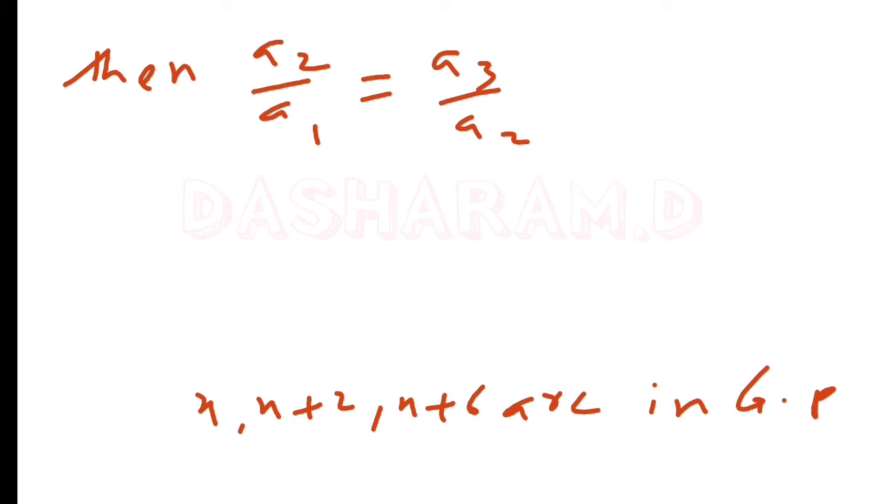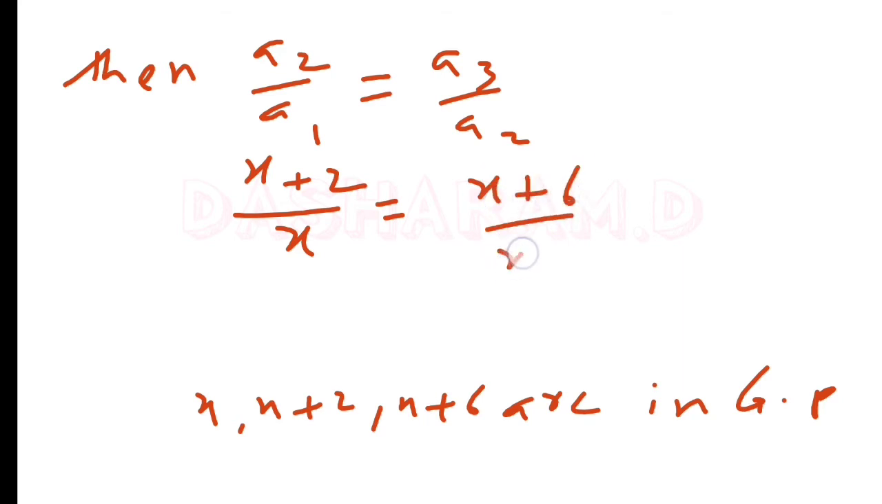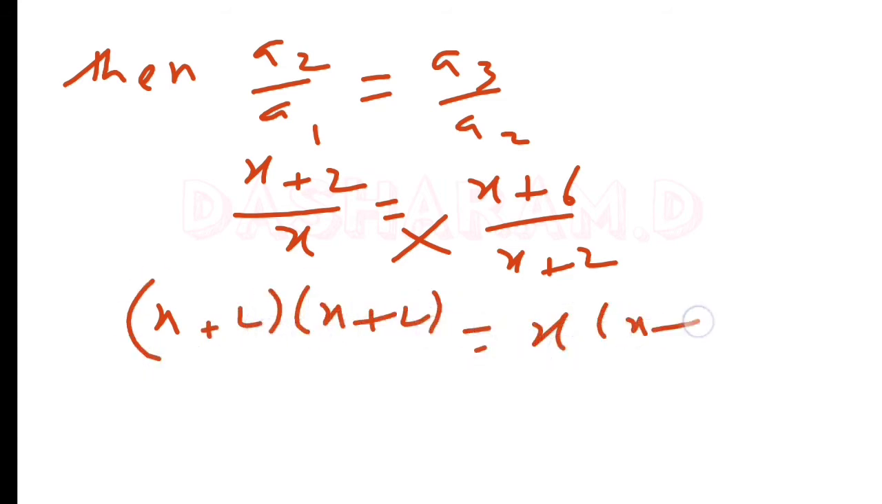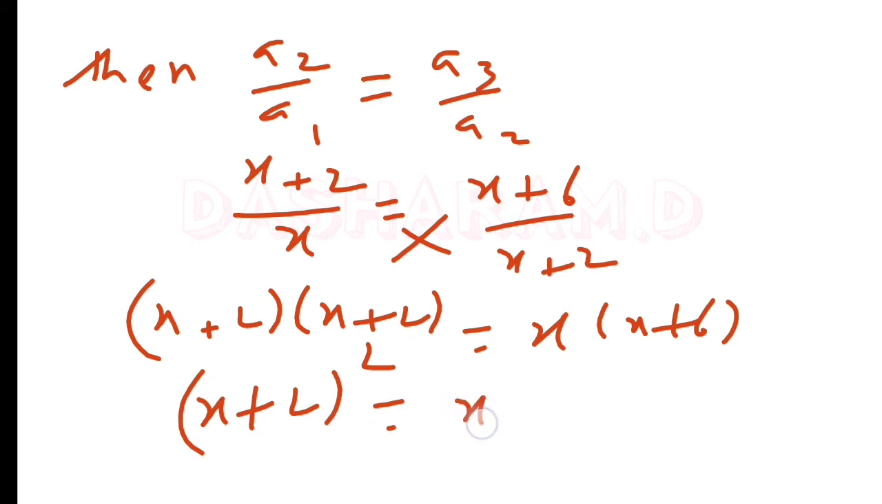Here A2 means second term, so x plus 2; A1 means first term x; A3 means x plus 6, divided by A2 means x plus 2. Now do cross multiplication. So x plus 2 into x plus 2 equals x into x plus 6. x plus 2 into x plus 2 is x plus 2 whole square. It is equal to x square plus 6x. Okay.